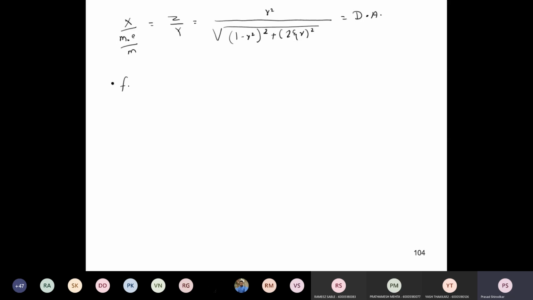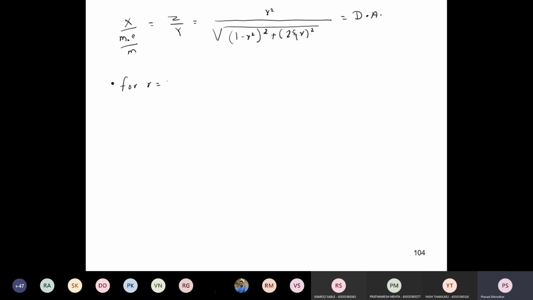So you have X divided by m0e upon m is equal to Z by Y, and this is equal to r square divided by square root of (1 minus r square) whole square plus (2 zeta r) whole square. All right, so this is the equation for dimensionless amplitude. Now we'll see what the features of this equation are, and then we'll plot the graph.